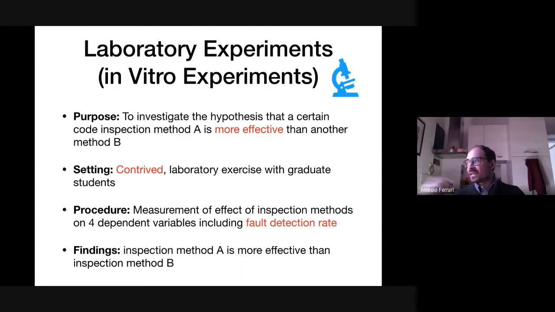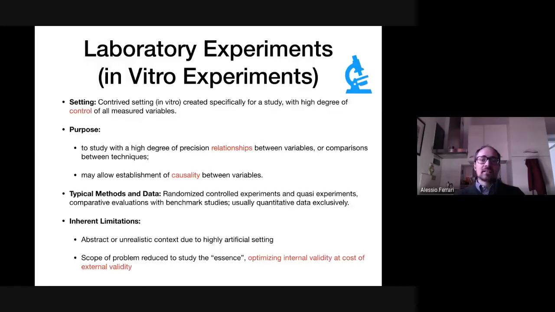These methods are normally checklists. Okay, did I find this type of problem or not? How many of this problem did I find? So this is typically the strategy for inspection, to give you more information about the context. They found that inspection method A is more effective than inspection method B. Why? Because the fault detection rate is higher for a given specific document and well-defined contrived settings. So in this case, the key thing is that in laboratory experiments, I control all the measured variables.